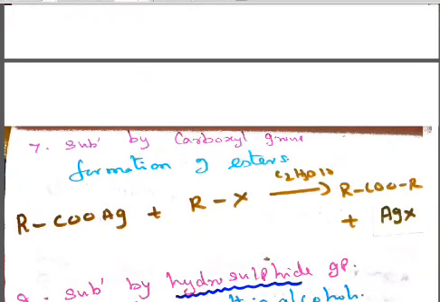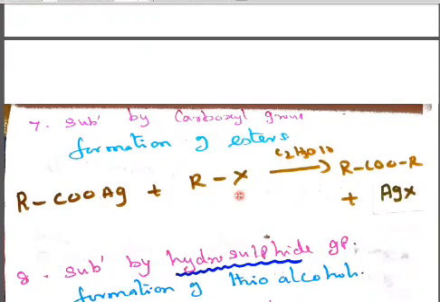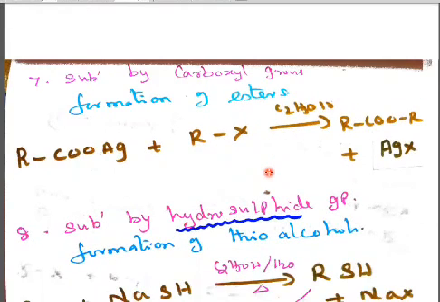Substitution by the carboxyl group, formation of ester. In this ester, we already saw RCOOAg plus RX in alcoholic medium. This alcoholic medium makes the halogen come off very easily. So we got RCOOR with AgX.